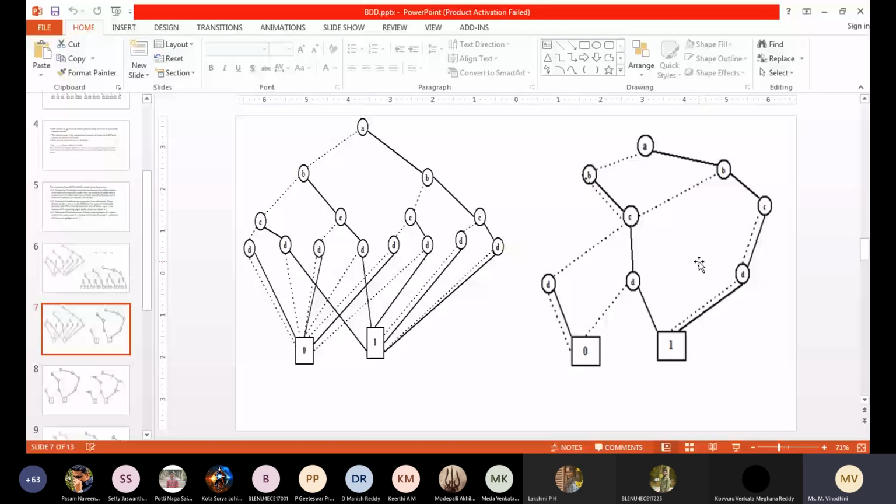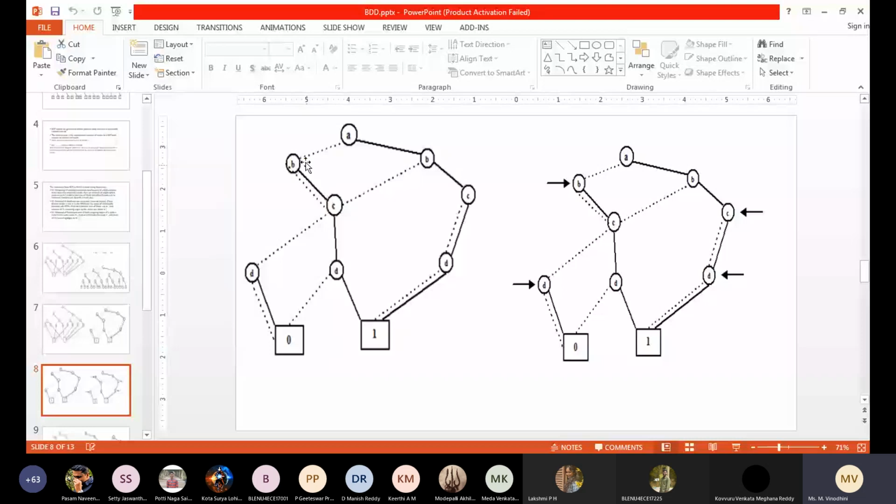Let me look into this diagram. Which one? D. From D1 to 1. From D. Any other nodes, students? Anybody else? D, I can see we have only one input. C to D, one input. And both the outputs are going to the same node. It can be a leaf node or intermediate node, anything, students. Okay, D is of that category. Anything else?